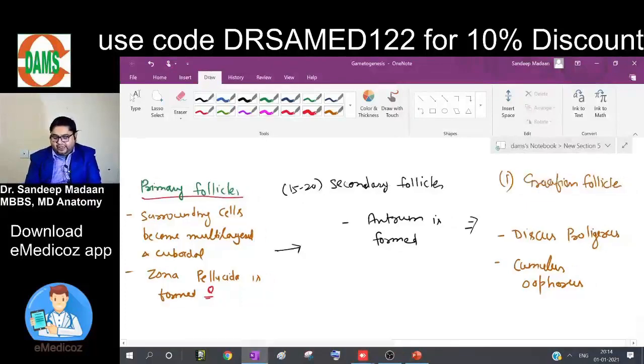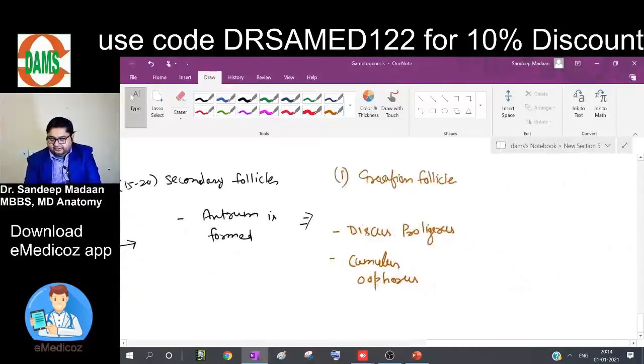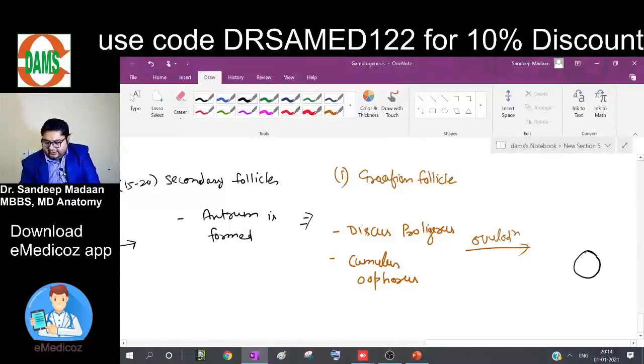There will be ovulation. And we have the secondary oocyte surrounded by corona radiata. This is secondary oocyte and these are corona radiata.